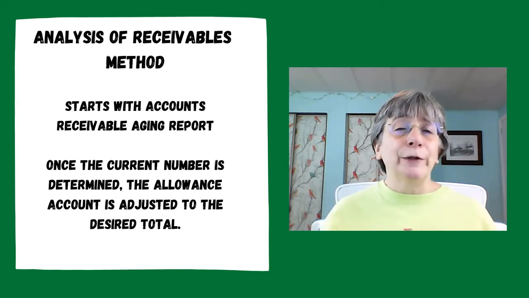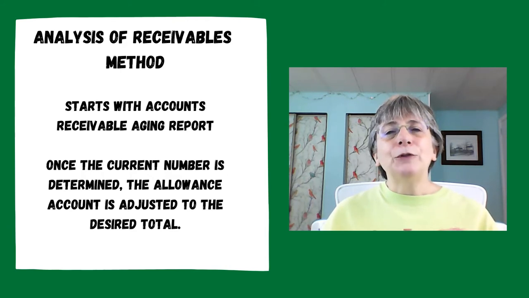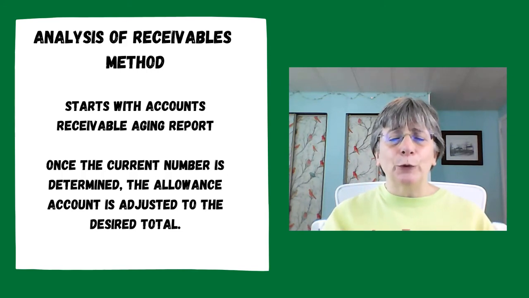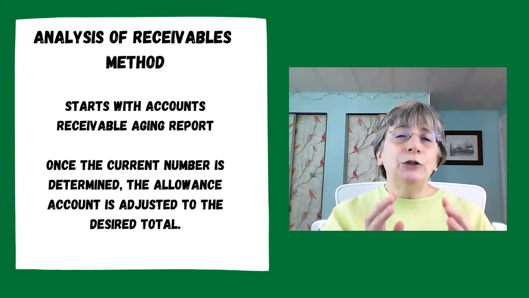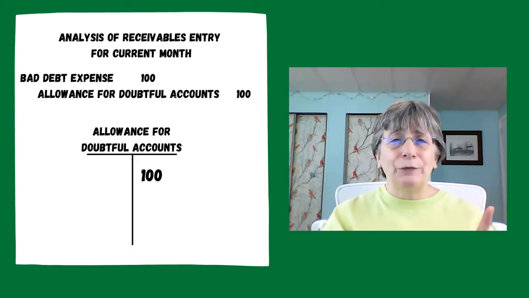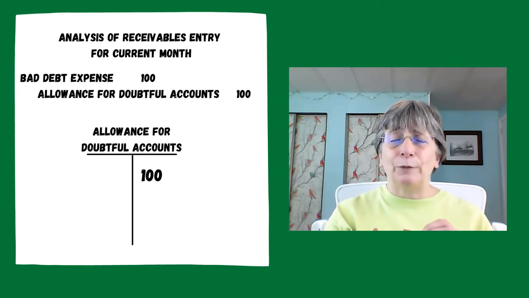Another reason it's really important to keep good records in a business, right? So then we're going to take each column, the total amount that's due, multiply it by that percentage, and we'll add them all together. So once we determine what the number is based on our aging receivables report, we're now going to adjust our allowance account to the desired total. Now this is different from our percent of sales. Our percent of sales, we just added on to the allowance for doubtful accounts.